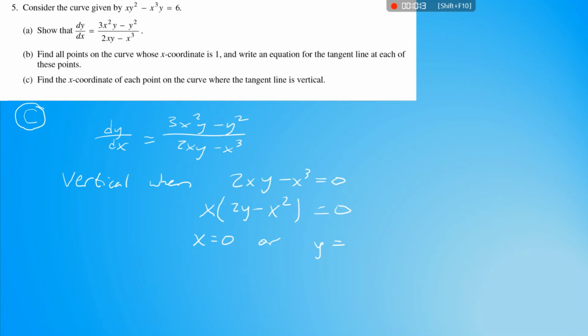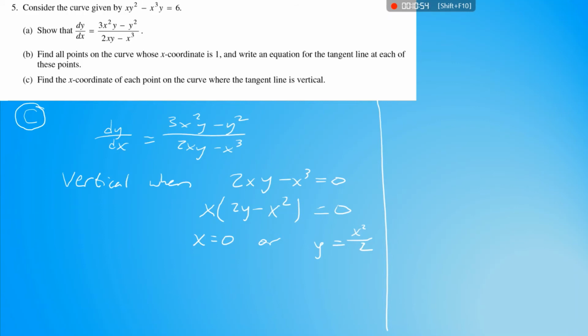Oh, x squared over 2. Okay, so that's our first part. Then I need the x coordinate that would make this true. So we already have one, well, sort of, and then we plug this in the original equation. Okay, if I plug in x equals 0 into my original equation, what happens?